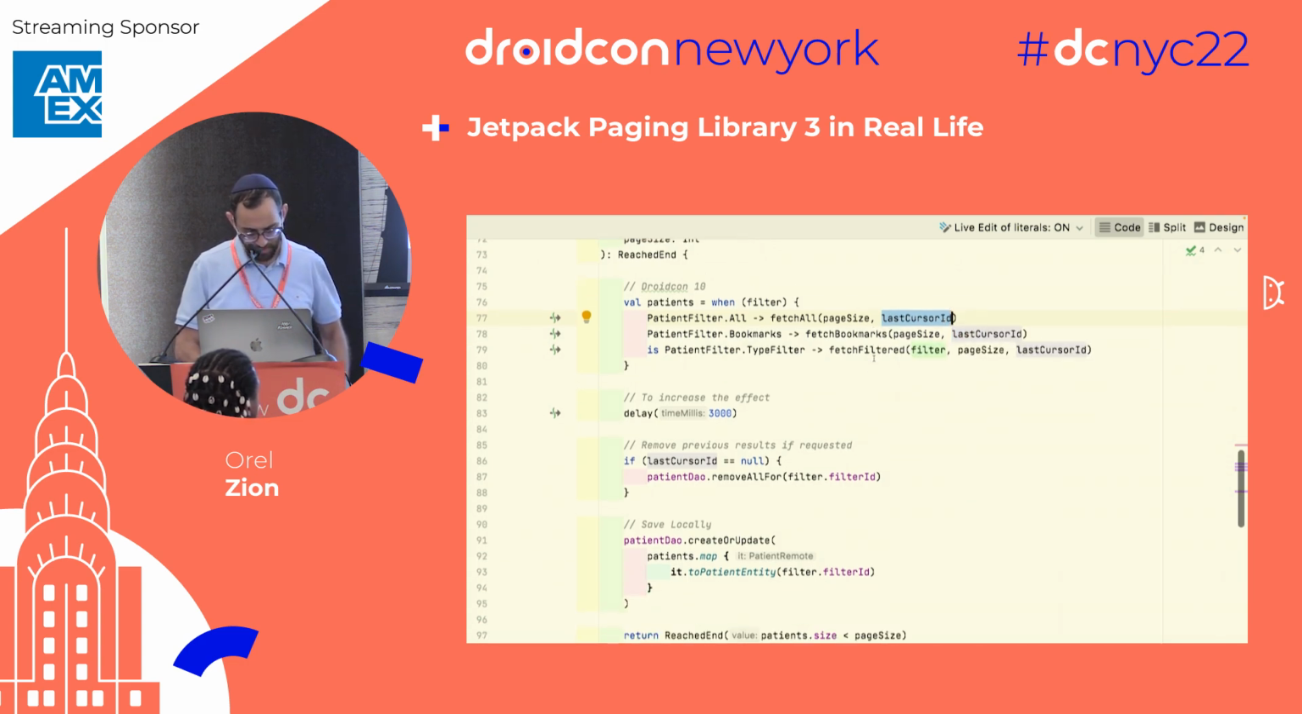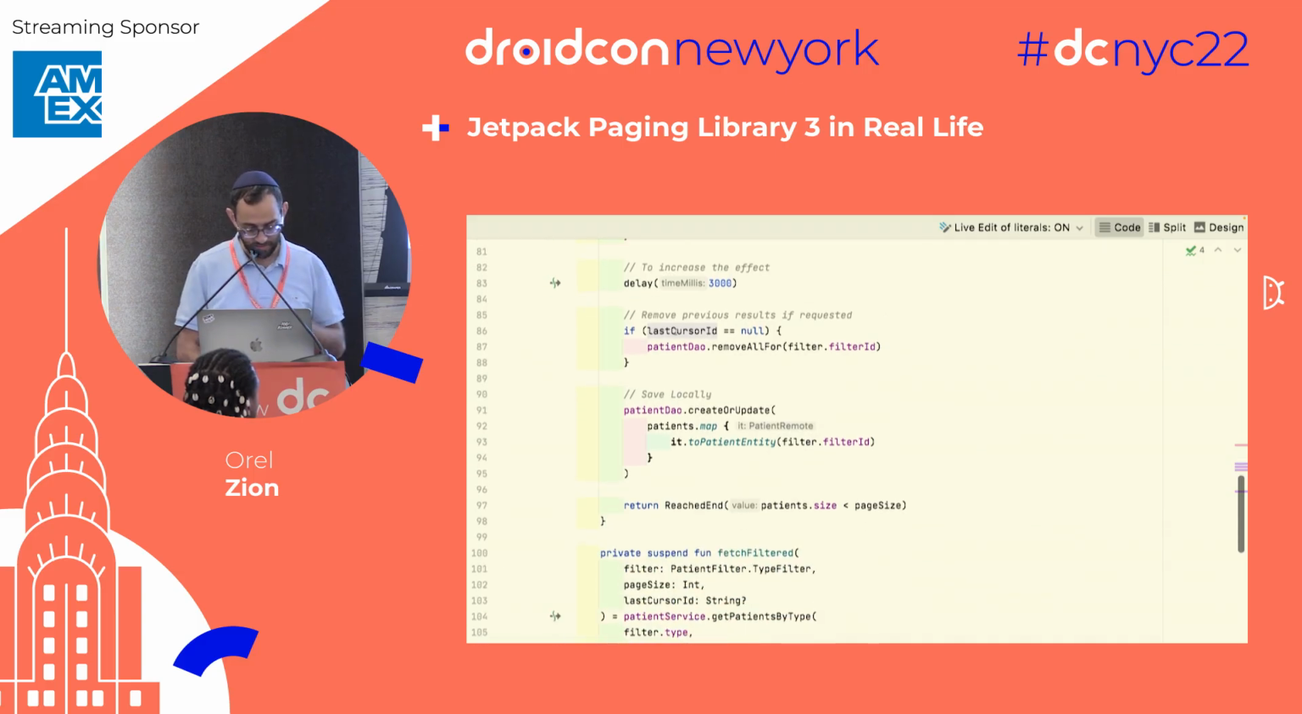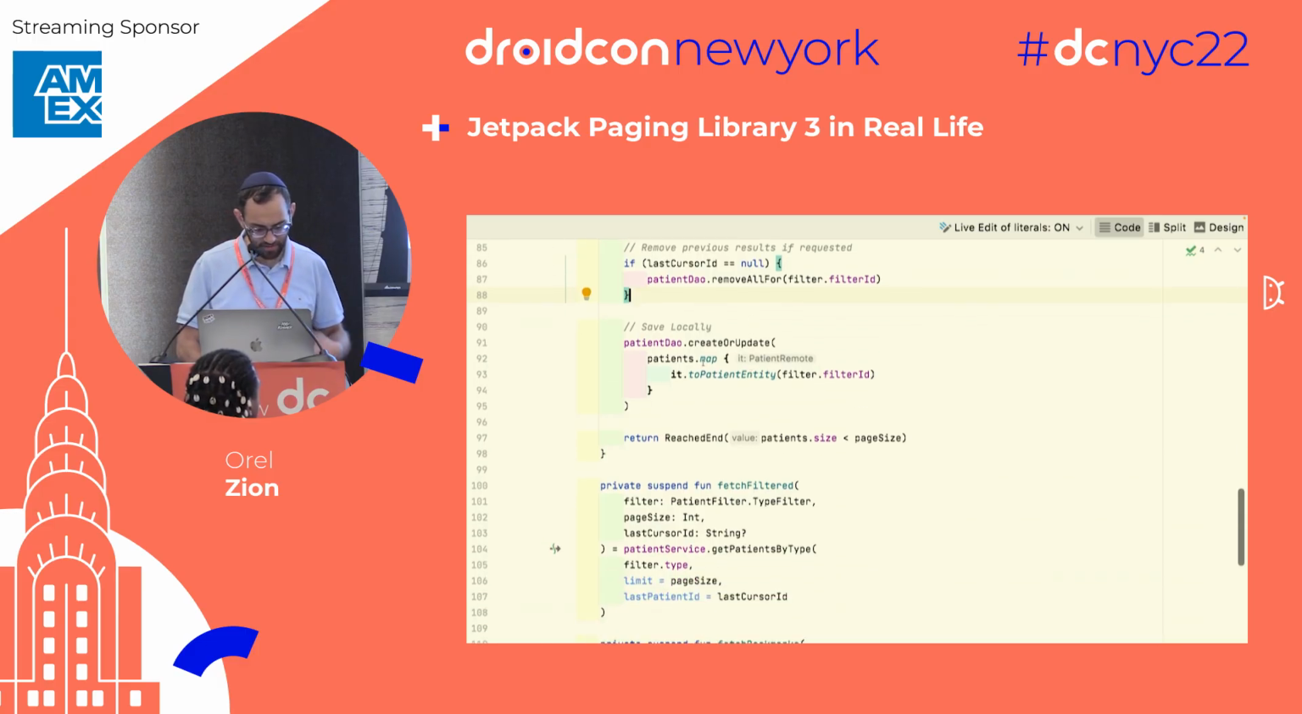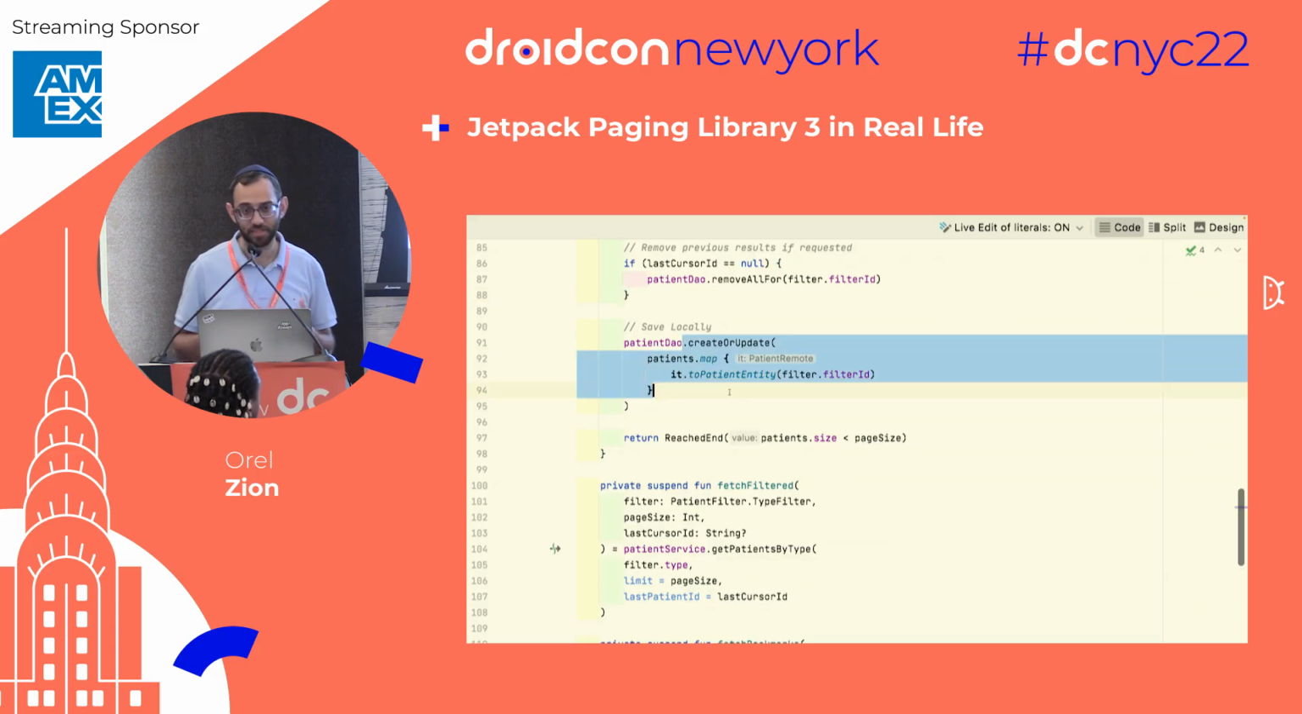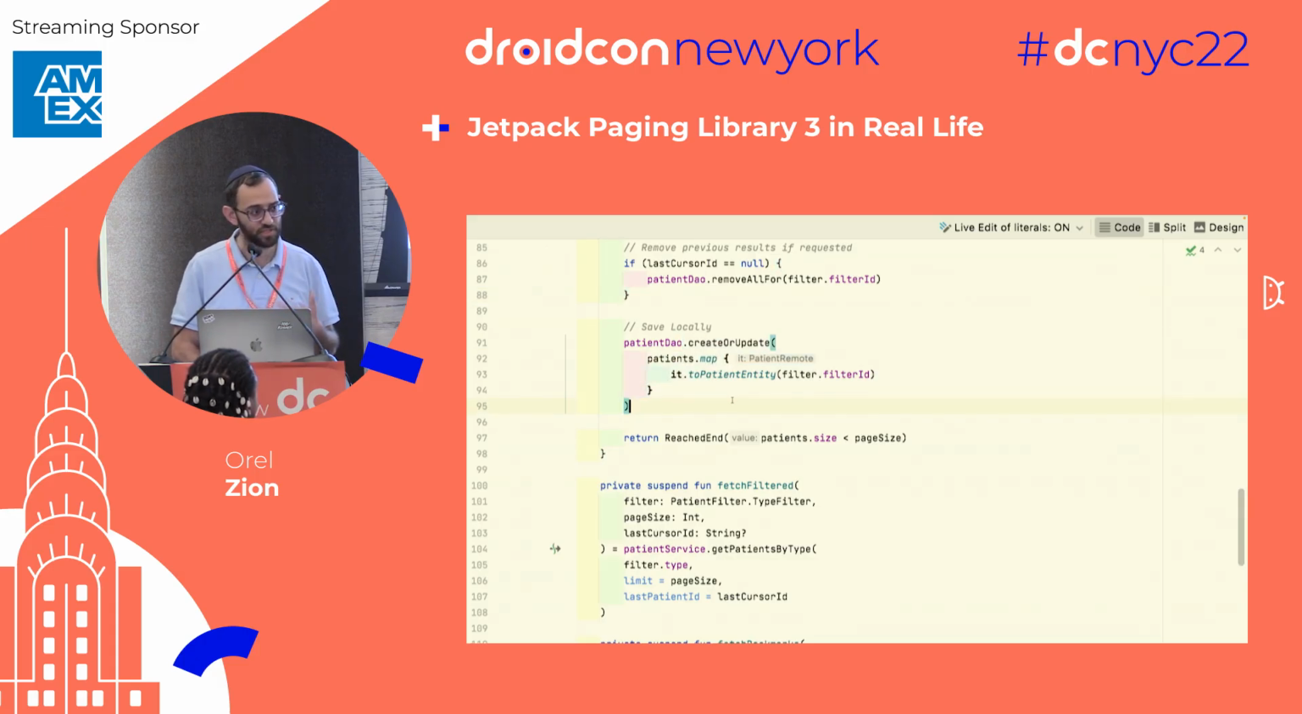If I don't have the last cursor ID, it means that it's probably a refresh, so I delete all the previous records from the database. And if it's a success, I'm creating everything and saving it to the database. So the database is actually the single source of truth. This is where the pager is going to get all the items from. So I'm saving it and returning reached, which is basically just a value class, a Boolean. I'm returning whether or not we should keep fetching new pages. If I receive fewer items than the page size, then it's probably the end of pagination.